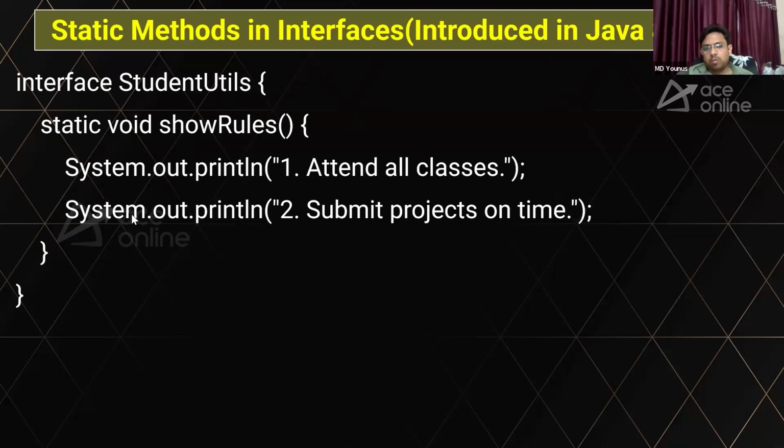It's purely for providing utility for this particular interface only, so that other methods can make use of it. Other classes that are using it can make use of it through the interface only. So I'm providing a static void showRules, which will only display the rules here. So this is a utility method for me.